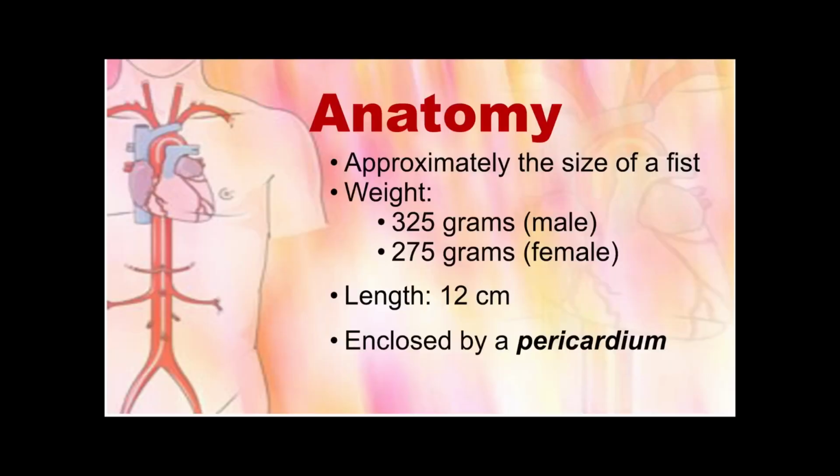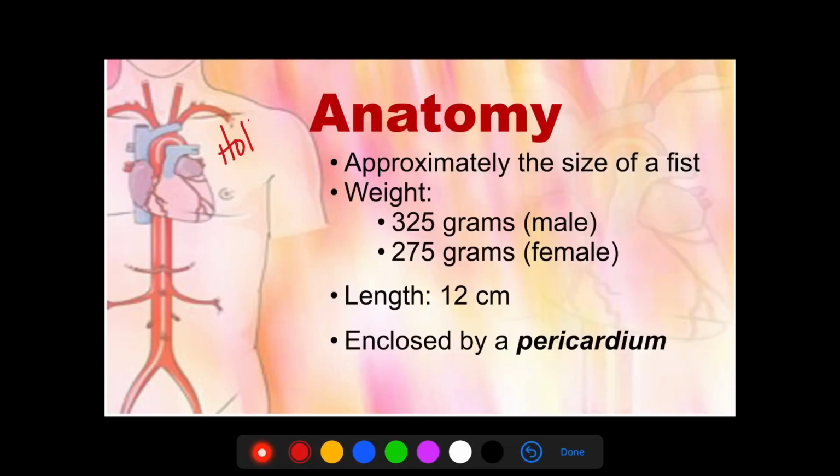the heart. So the heart is a hollow muscular organ, so that means it has an empty space inside, and it is about the size of a clenched fist. And the weight is approximately 325 grams for male and 275 grams for female, the length of which is about 12 centimeters.